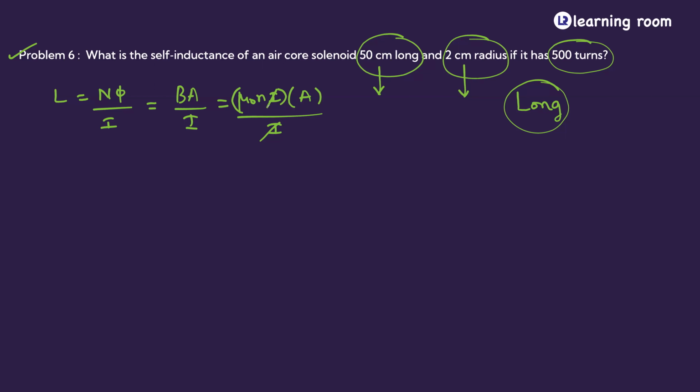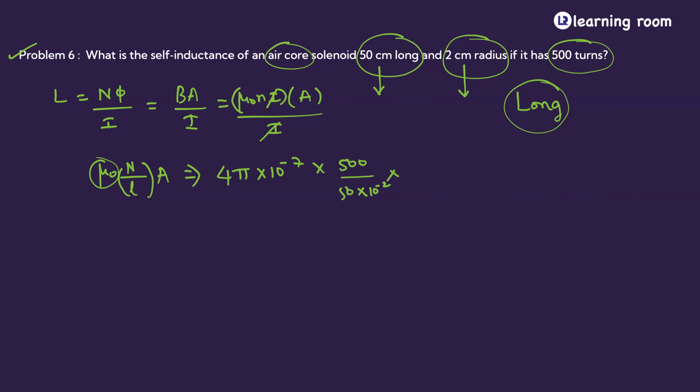Makes sense? So mu naught into capital N by L into A is going to be the value of inductance. They told air core, so when they say it is air core, you should take only mu naught because that is the permeability of air medium. So what is the value of mu naught? It is 4 pi into 10 power minus 7. What is the value of capital N? It is going to be 500. What is going to be the length? It is going to be 50 centimeter, 50 into 10 power minus 2.